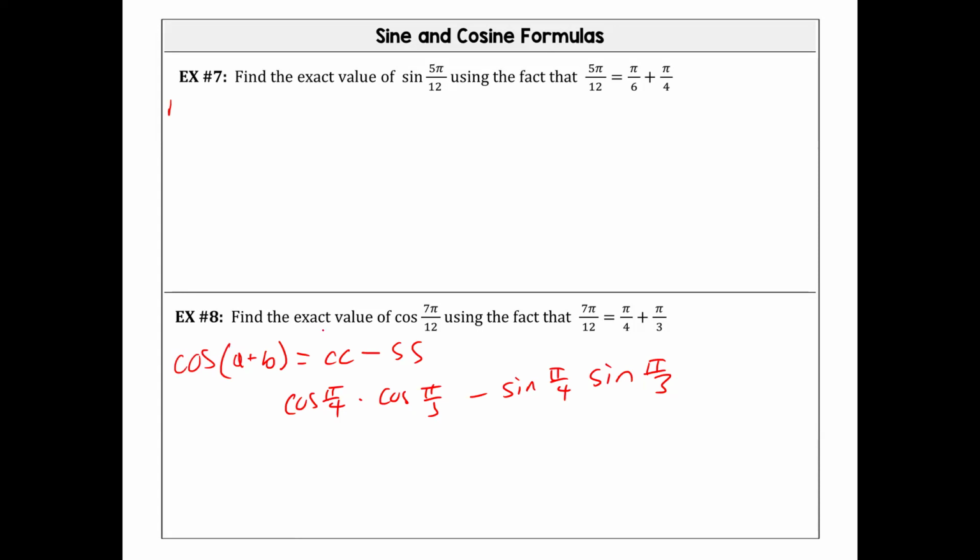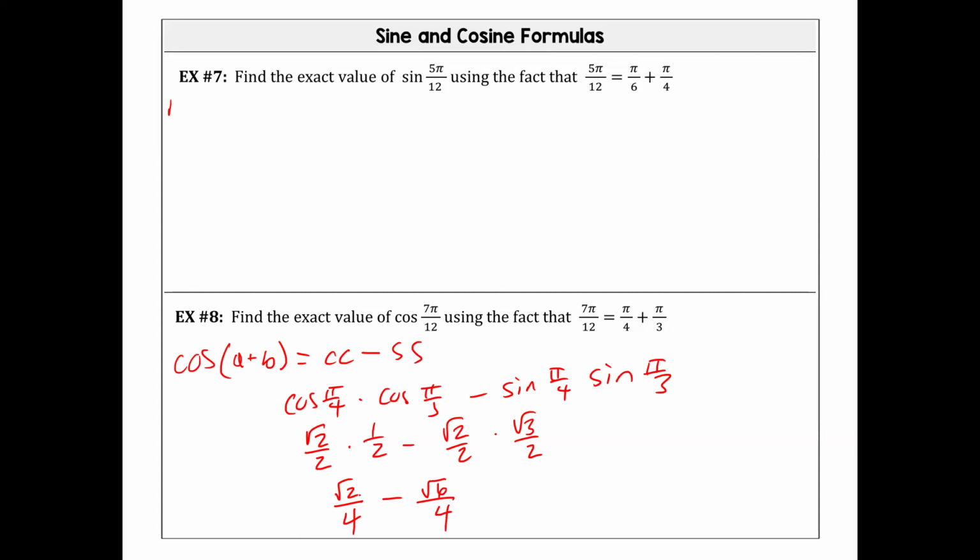Got it? All right. What's the cosine of pi over 4? Square root 2 over 2. Cosine of pi over 3? 1/2. Sine of pi over 4? And our sine of pi over 3. And now with fractions, you're multiplying numerator times numerator, denominator times denominator, with radicals multiplied inside together as well, correct? So we have square root of 2 times 1, which is square root of 2. 2 times 2 is 4. Square root of 2 times square root of 3 is square root of 6. 2 times 2 is 4.